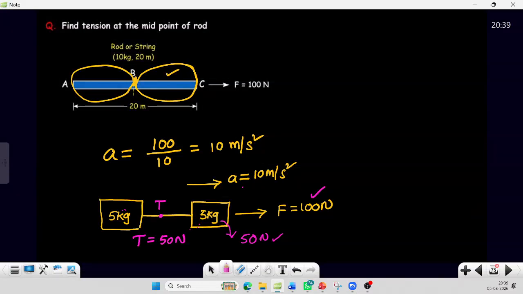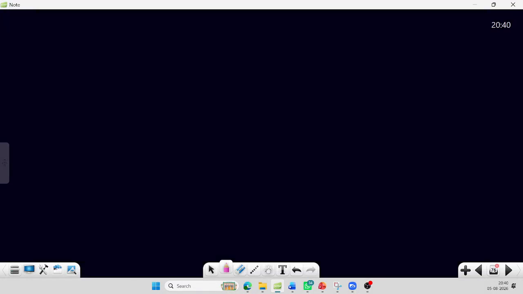Sometimes they will ask some other location. Let us say in the same problem they ask to find the tension here, at 2 meters. Let us take this as the second problem: they ask to find the tension at 2 meters from C. Now what will we do? In this case, length is required. Tell me what we can do in this case. The same problem, find the tension.